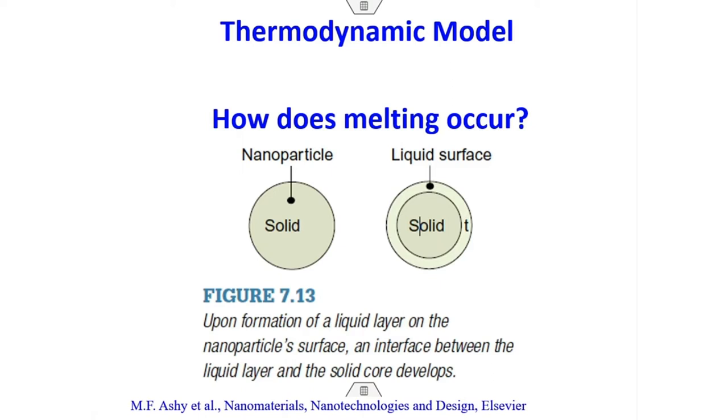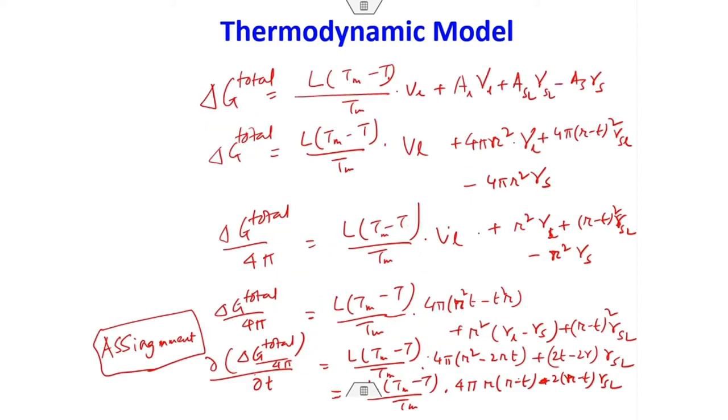At any instant of time, an interface between the liquid layer and the solid core develops, and based on that we developed a model and showed how the melting temperature of the nanoparticle can be related with that of the bulk. The model was developed looking at different kinds of surface energies and bulk thermodynamic parameters like the bulk Gibbs free energy change.